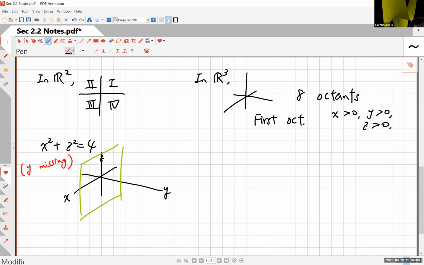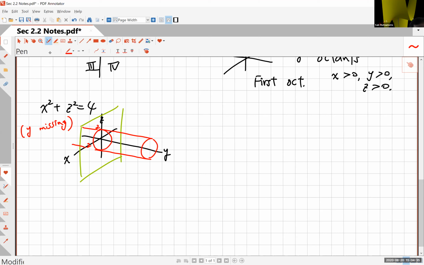And on there, you can draw x squared plus z squared is equal to 4. And that, of course, is going to be a circle, right? Of radius what? Radius 2. Okay, so it goes through (2, 0, 0) and (0, 0, 2). And because y doesn't appear, it is independent. And so the answer to this question is basically a horizontal cylinder.